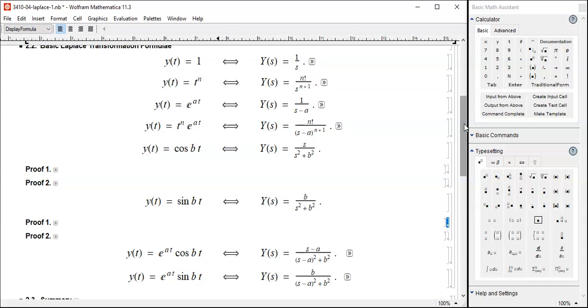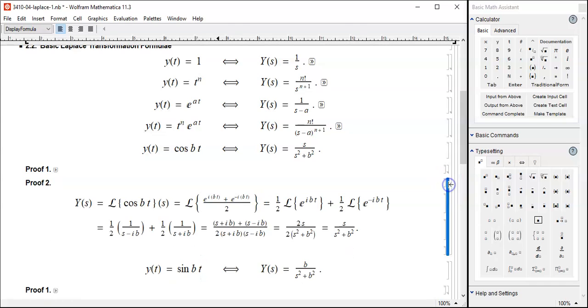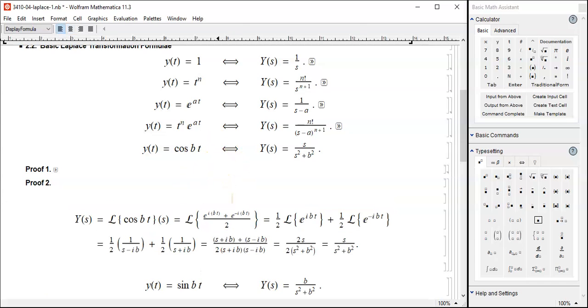Another way to prove it, this is the one I prefer a little bit more. Well, look at the proof, it's much shorter, so I like it better, but theoretically it's a little bit deeper. We have to use this formula. Cosine of bt is actually exponential e to the ibt plus e to the negative ibt over 2. And this is something we went through in lesson 1a.